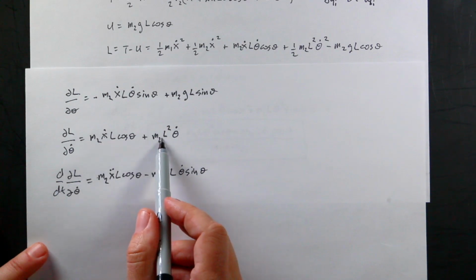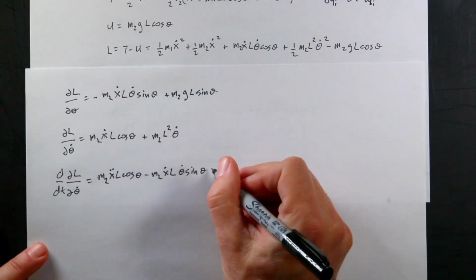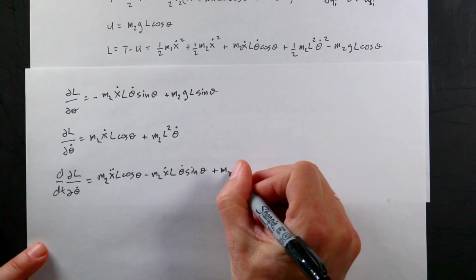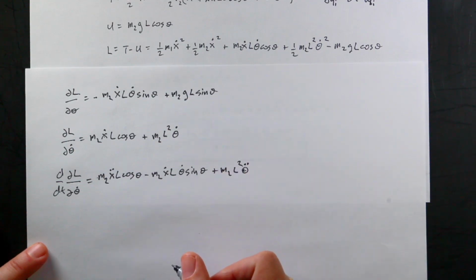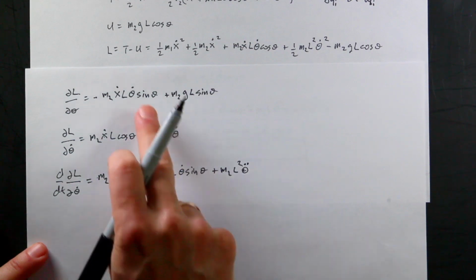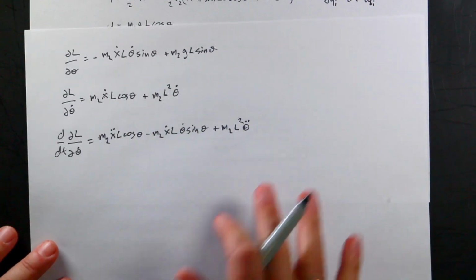Now I'll take the derivative of this. There's only one term, and it's going to be theta double dot. So I get plus m2 L squared theta double dot. And I'm going to set this equal to that. I can move this up now.